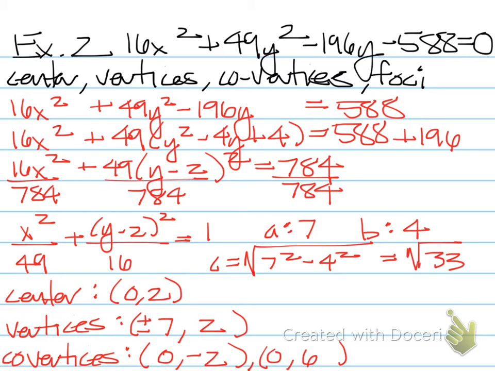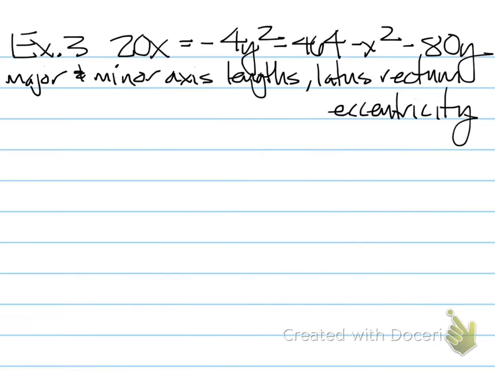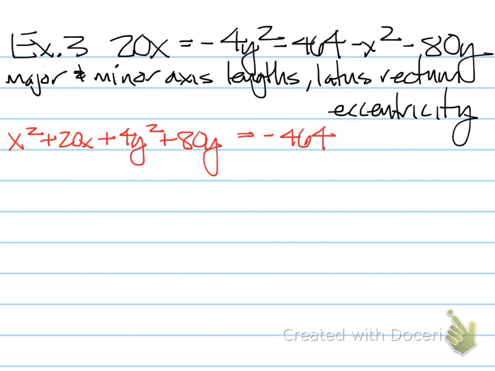And we'll get 0, -2, and 0, 6. The foci we get by adding and subtracting c to the x-coordinate of the center. So plus and minus the square root of 33, comma 2. For 3, we want to determine what the major and minor axis lengths are, the latus rectum and the eccentricity.